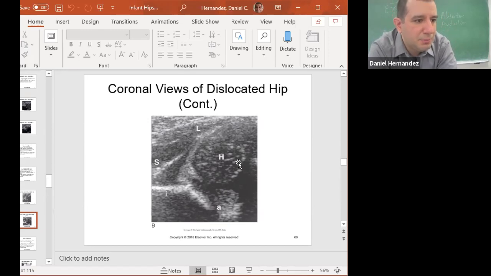So this is a good example of a dislocated hip. So you can see the femoral head is not sitting down in that groove. So your acetabulum and your iliac, your ilium, your femoral shaft. So if I was to measure out and do my angles, this will definitely be less than 60 degrees.